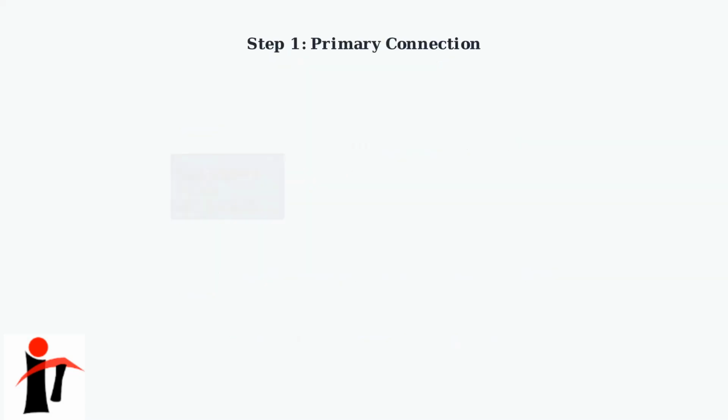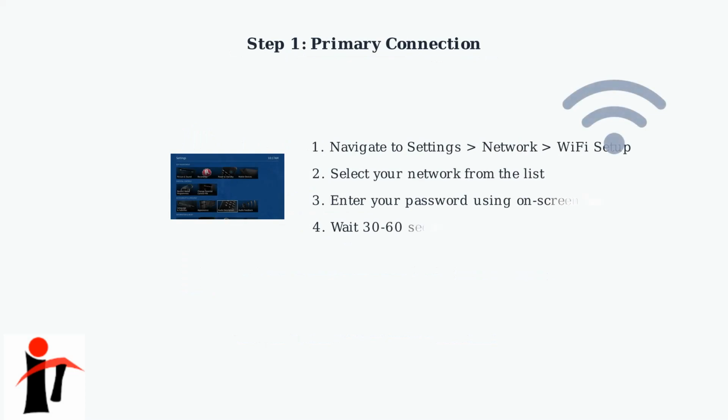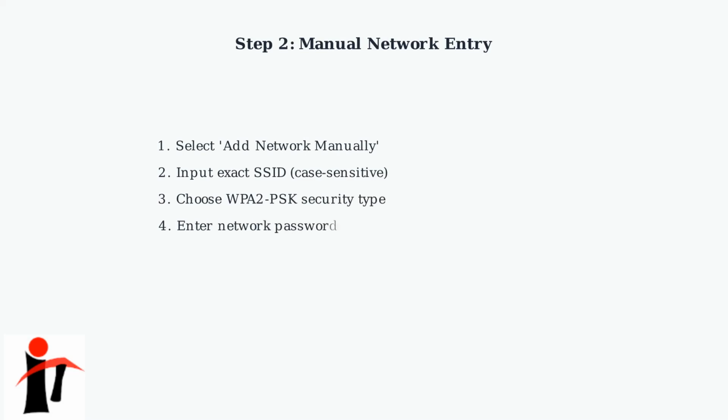The primary method to connect your EE Box Mini to Wi-Fi starts with navigating to the Settings menu. Go to Settings, then Network, and select Wi-Fi Setup. If the primary method doesn't work, try manual network entry.